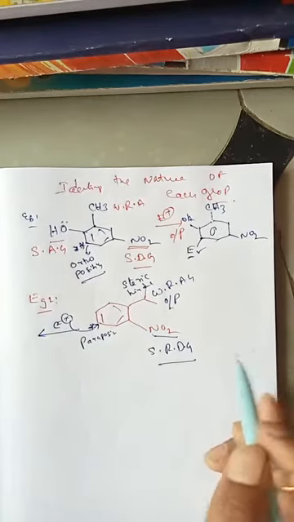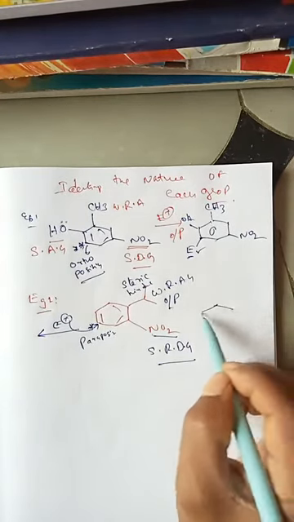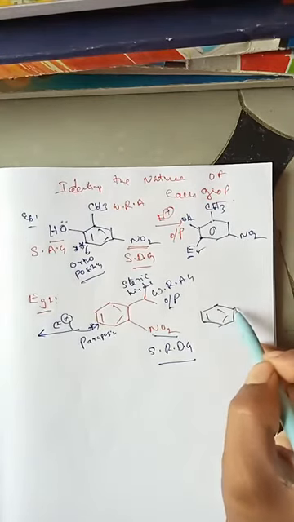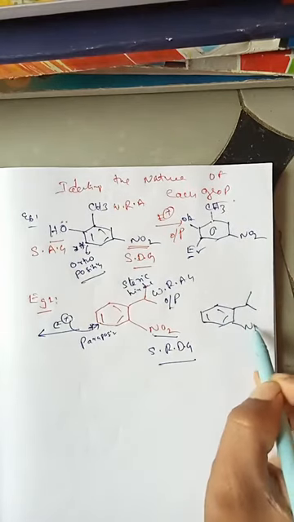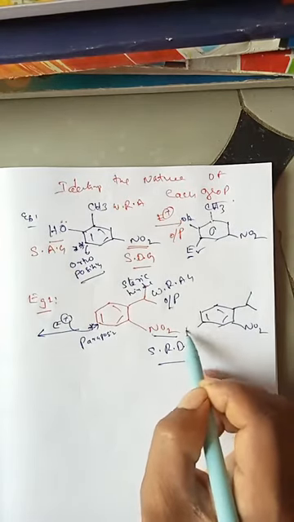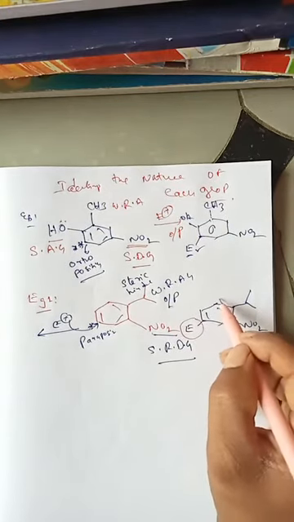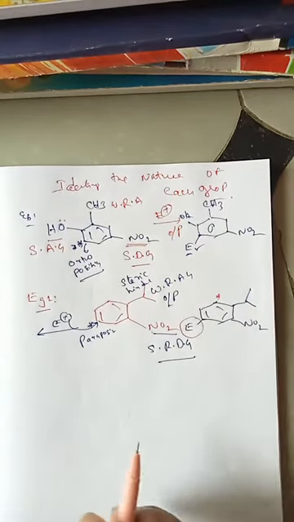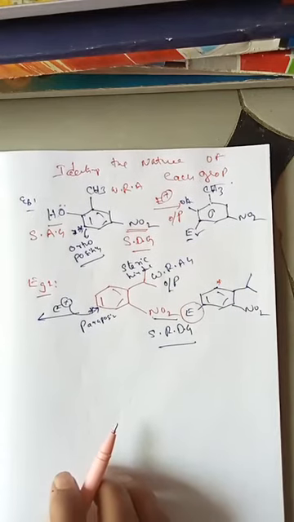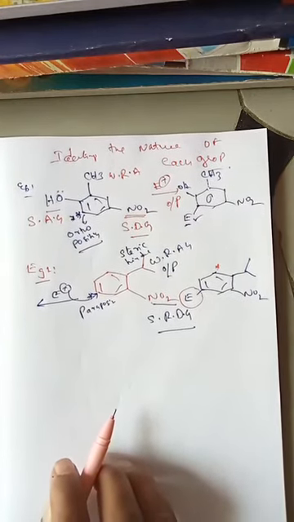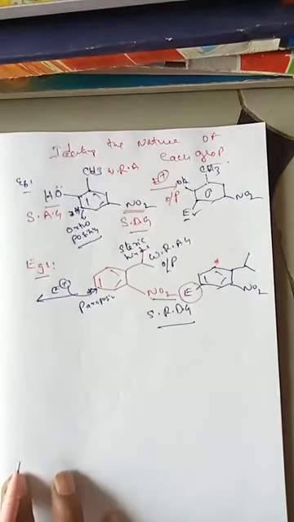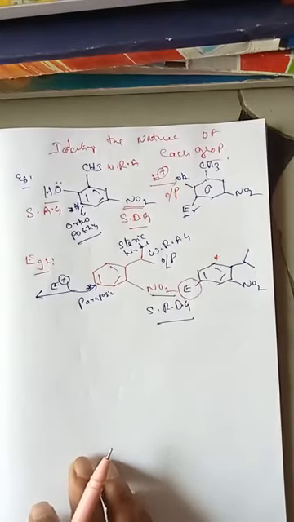So what is the product? The product is like this, because this is the benzene ring with isopropyl, here NO2, and here the electrophile. So why is the para position preferred? Because the ortho position is sterically hindered. So that is very important. This is the simple method to identify.